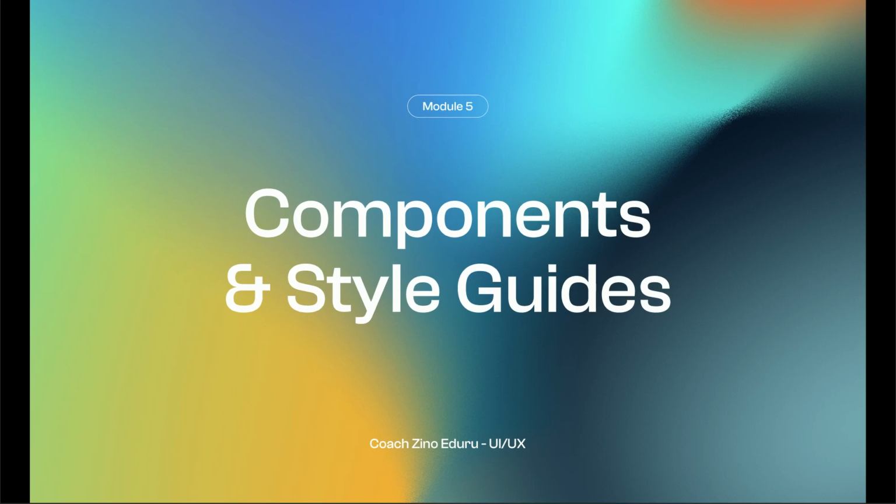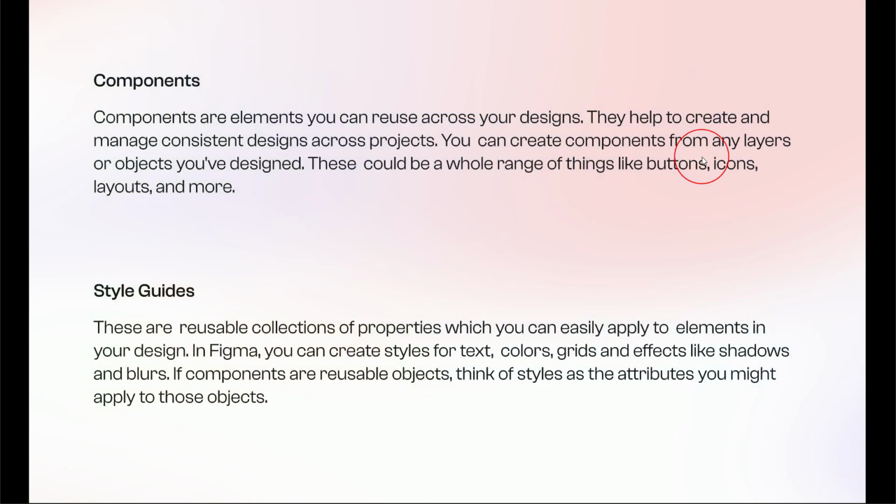Okay, so I want to talk about components and styles for Module 5. Let's go. So far we've used components, if you noticed, on the design we did recently with the mobile app. Basically, I want to tell you that components are elements you can reuse across your designs. They help to create and manage consistent design across projects. You can create components from any layer or objects you've designed. These can be a whole range of things like buttons, icons, layouts, and more.